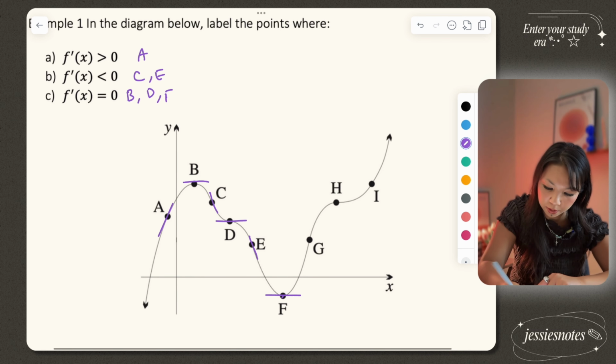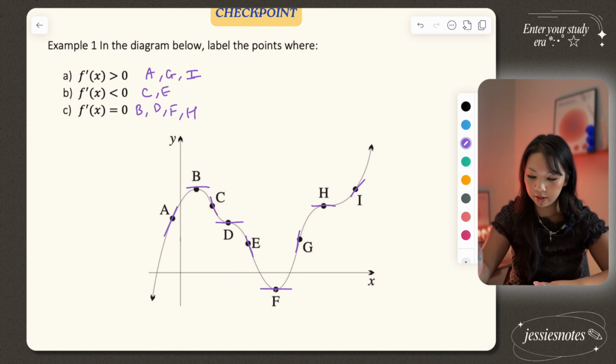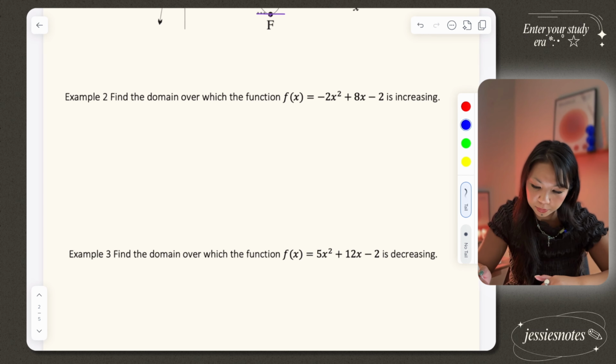F is another stationary point. G is increasing. H is another stationary point, and I is increasing. Okay, lovely. Next, example 2.